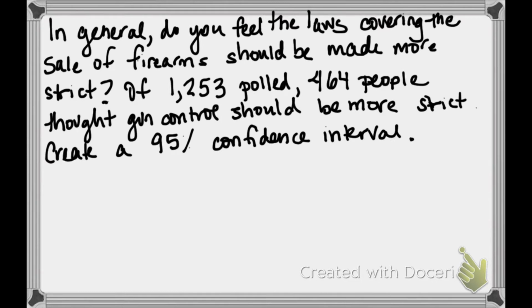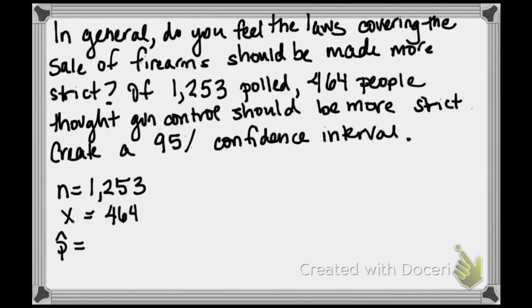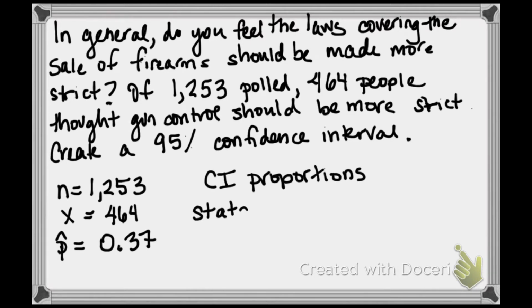So we're going to create a 95% confidence interval regarding the proportion of people who feel that gun control should be more strict. So let's identify some things here. N is our sample size, 1,253. X is the number of successes, or the people who think it should be more strict. The sample proportion is 464 over 1,253, which is 0.37 or 37%.